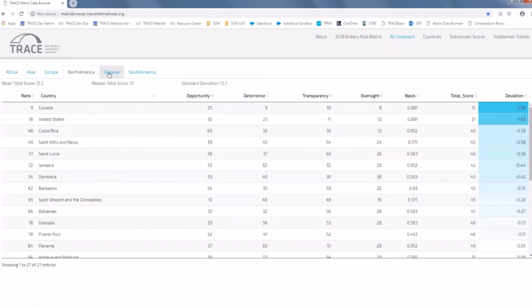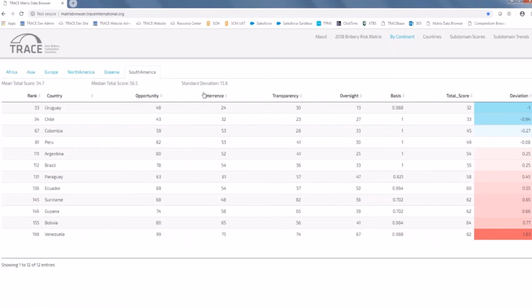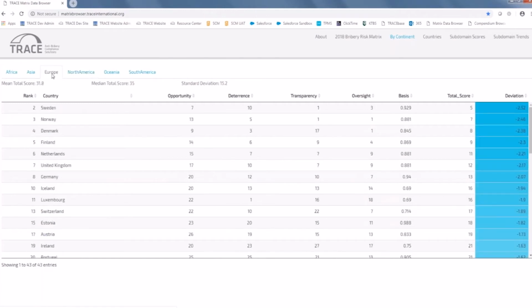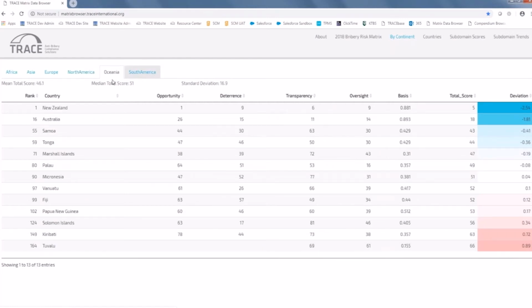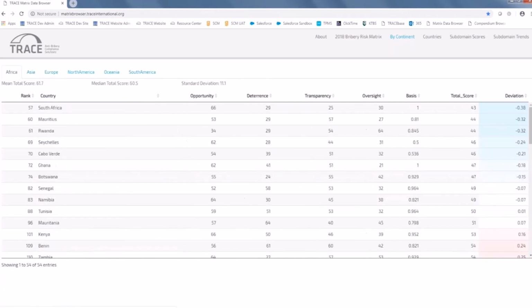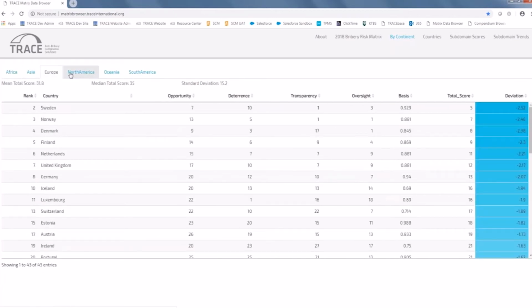And if you want to compare continents to one another, you can see that each one has its own mean, median, and standard deviation. So if we compare, say, North America to Europe, well, we can see Europe's mean is 31.8, which is pretty low. North America, 51.2, which is right in the middle. Europe's standard deviation is a little bit bigger. I wouldn't want to draw too much from that, but that is just a very quick and dirty way of getting an overview of risk levels.